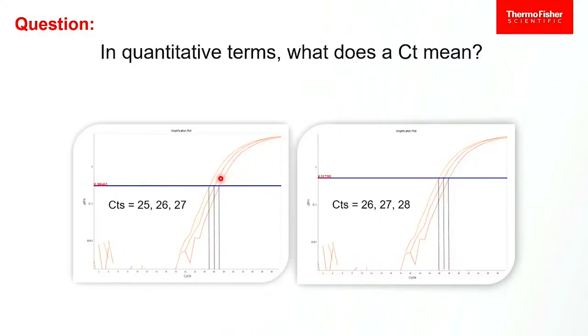Between 25 and 26 is 1 unit. Between, on the left, 25, 26, 1 unit, 26, 27, 1 unit. CTs are all relative differences. They have no absolute independent meaning. They only have meaning when you compare it to something else. Okay, that is really critical.